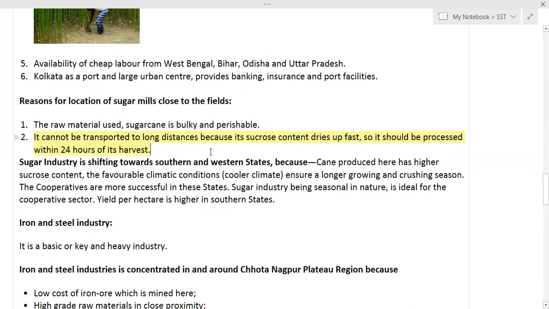The sugar industry is shifting towards southern and western states because the canes produced here have higher sucrose content. I told you that in Maharashtra and Gujarat, sucrose is very well present in the favorable climate. Cooler climate ensures a longer growing and crushing season. The cooperatives are more successful in these states. The sugar industry is seasonal in nature and is ideal for the cooperative sector.